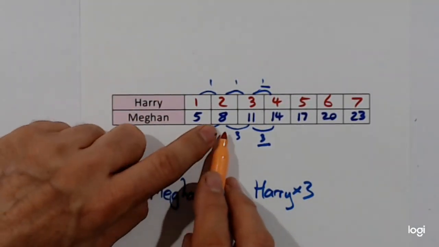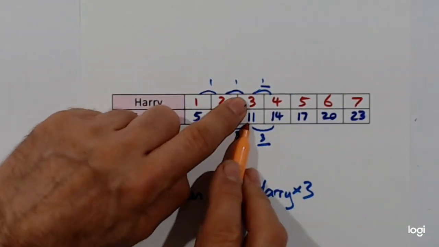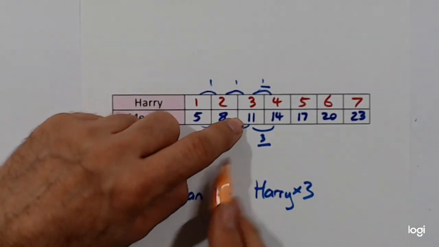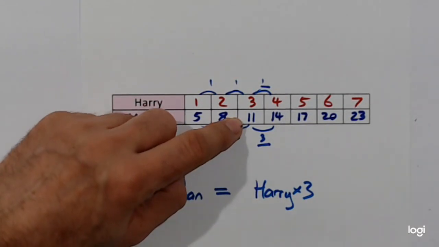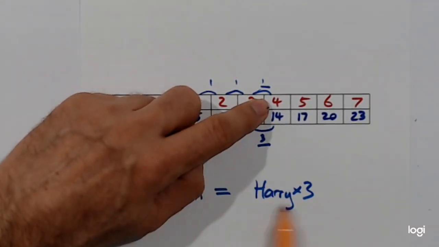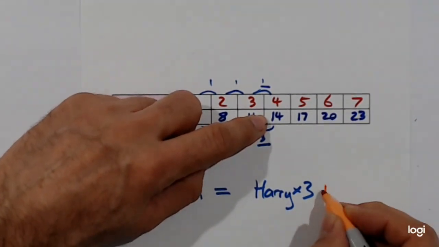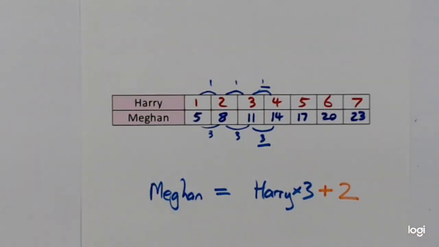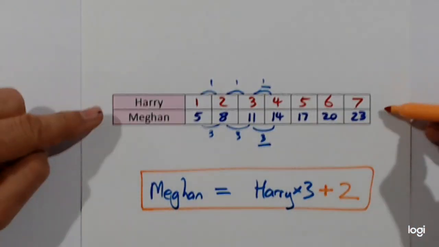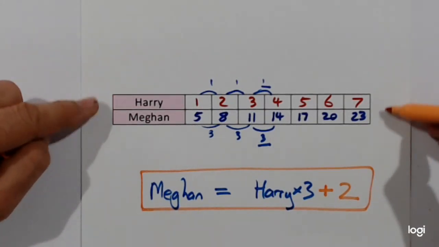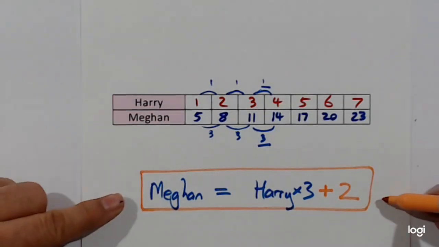Let's try that again. 2 times 3 is 6. You have to add another 2 to get 8. 3 3s are 9. You have to add another 2 to get 11. Right? The mistake is the same all the time. You have to add another 2. Right? 4 times 3 is 12. You have to add another 2 to get to 14. So as long as you add another 2, it's going to be right. So that is the answer. If you get a question like this that says find the rule between these two numbers that matches Harry with Megan, that's the answer to the question.